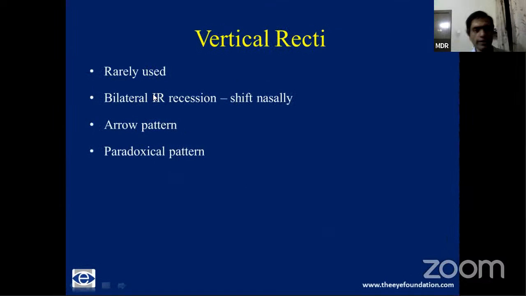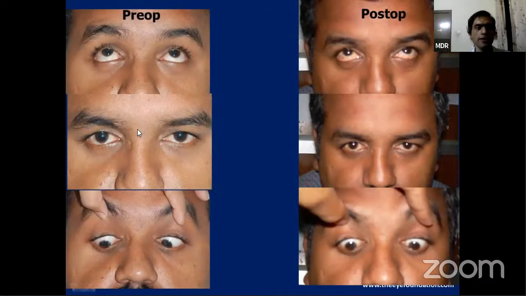So for vertical recti, you rarely use it to correct pattern strabismus. But when you do a bilateral inferior rectus recession, to avoid a consecutive A pattern, you would shift it nasally. And it can also be used for paradoxical patterns as well. So this patient has a bilateral superior oblique palsy, acquired traumatic, and had an arrow pattern esotropia.